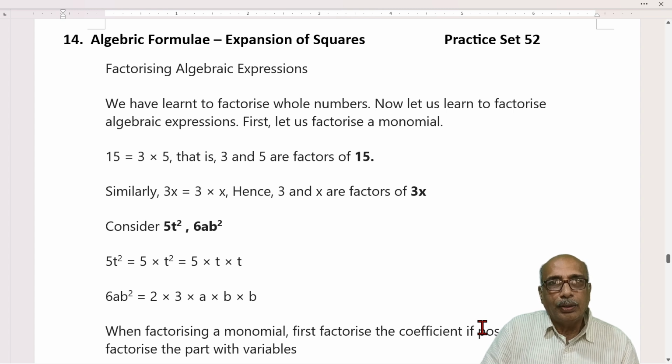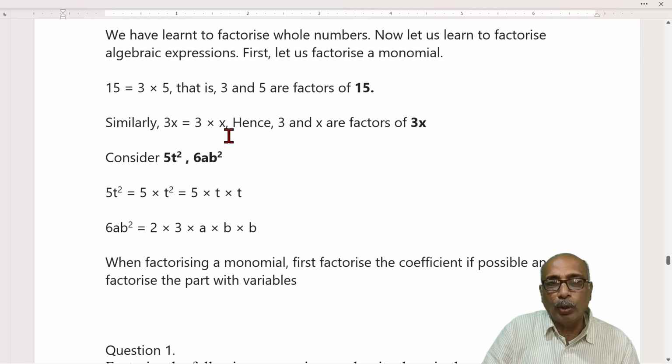Hello children, today we are going to study practice set 52, factorizing algebraic expressions. We have learned the factors of whole numbers. Now let us learn to factorize algebraic expressions. First, let us factorize a monomial.